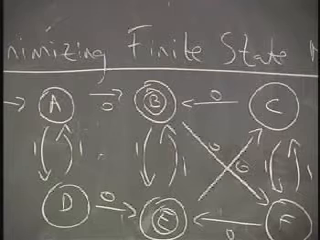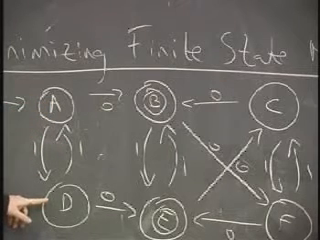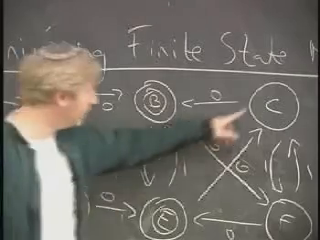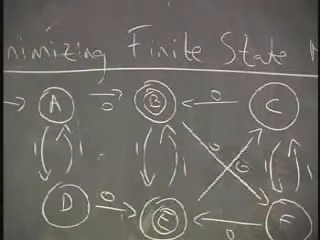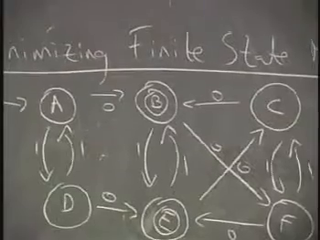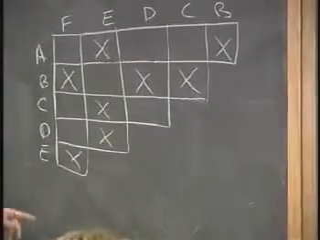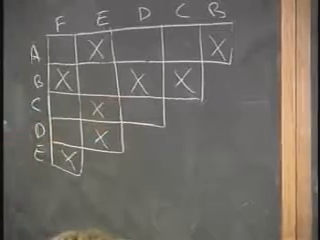All right, well, let's look at the other symbol. What about 1? On a 1, A goes to D, and F goes to C. Are D and F distinguishable? Oh, sorry, we're doing A and F, so it's D and C. Are D and C distinguishable?